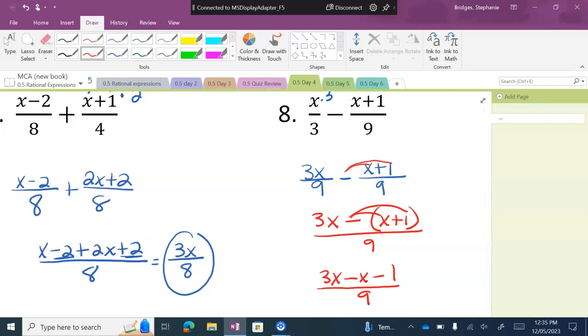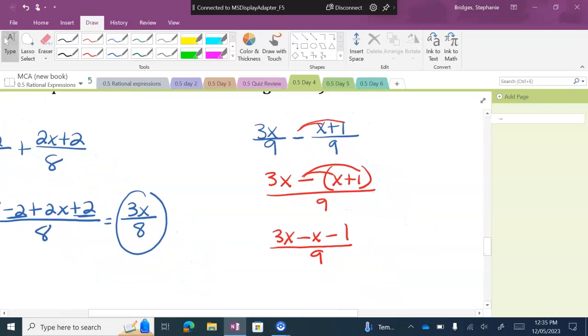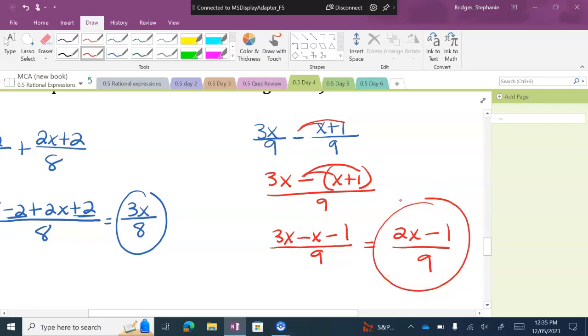What terms can I combine at the top there? The 3x minus 1x, what is that going to give me? 2x. So my final answer is 2x minus 1 over 9 because 2x and 1 have nothing in common. If you have a +1, that is the wrong answer. You have to make sure that when you have subtraction problems, if there are multiple pieces in the top, you have to subtract them both.